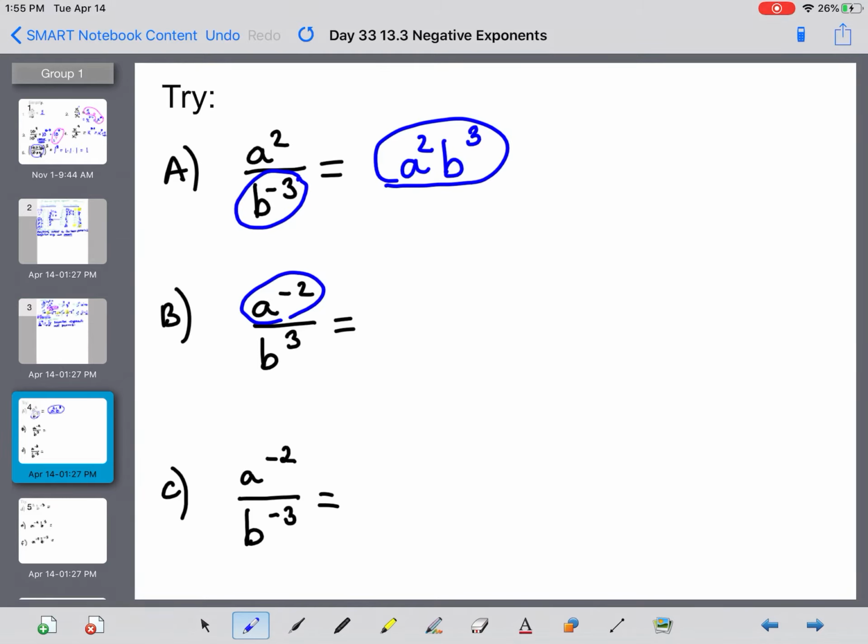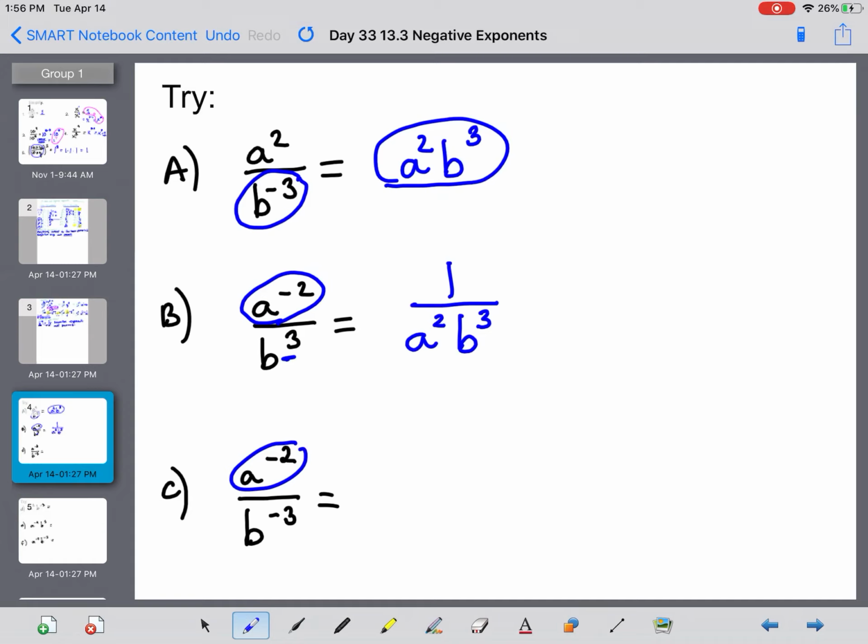Now look at b. It's now my numerator that has the negative exponent. So that needs to move. That's going to move down to the denominator. Notice b cubed has a positive exponent, so don't touch it. Now that I lost my numerator, we're going to go ahead and put a 1 there as my placeholder.